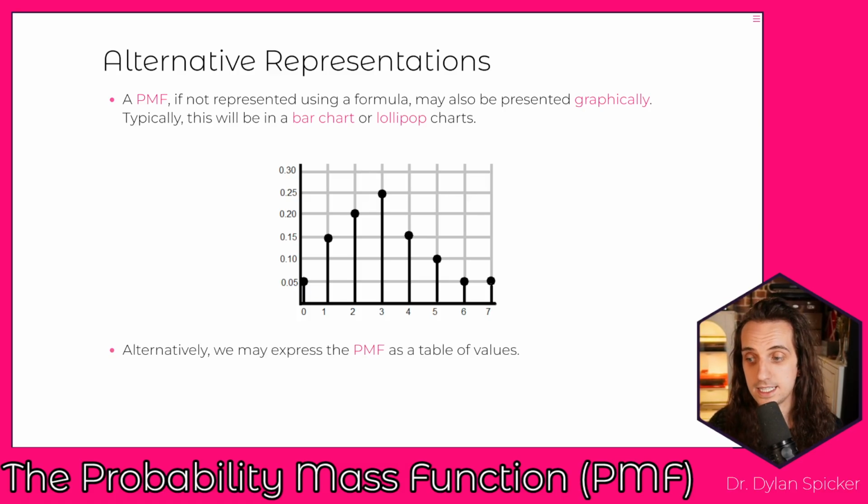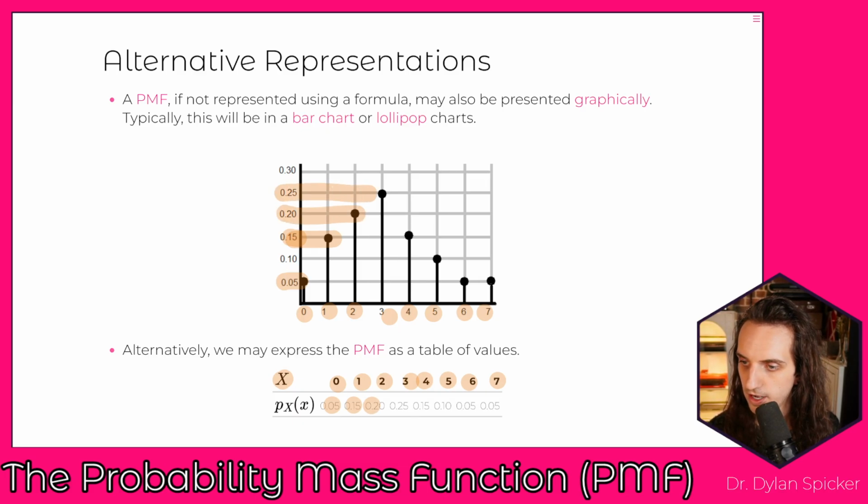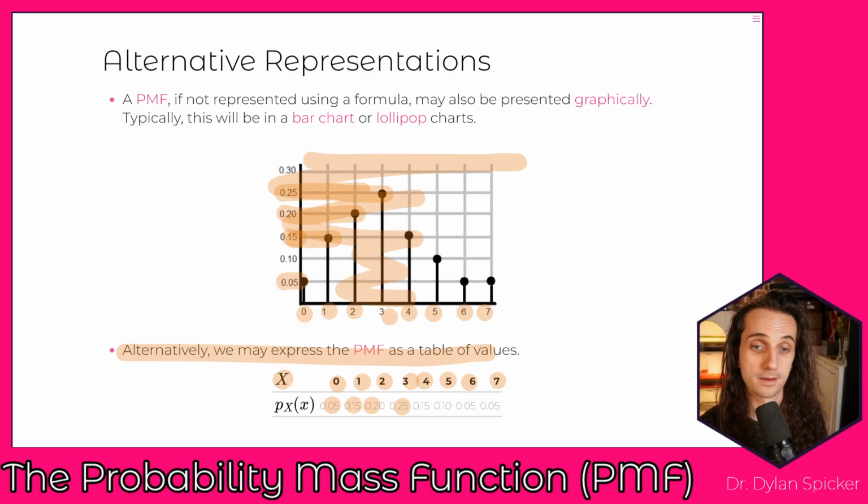Another way that we might express these is using a table of values. And so what if we wanted to write the same PMF down using a table of values? Well, we might write something like this, where the top row here is the values for x. And so we get 0, 1, 2, 3, 4, 5, 6, or 7, so 0 through 7 here. And then going through, we find the corresponding probabilities for each of them. So 0.05, 0.15, 0.2, 0.25, and so forth. And so this distribution down here expressed in a table is exactly the same distribution as this one expressed up here graphically.